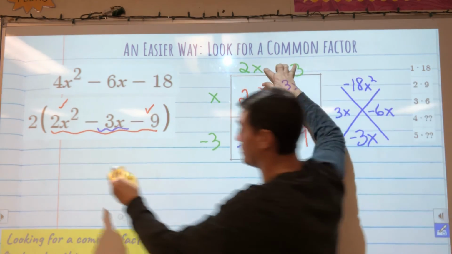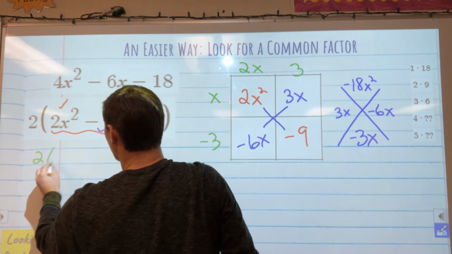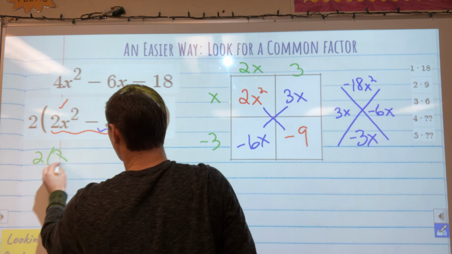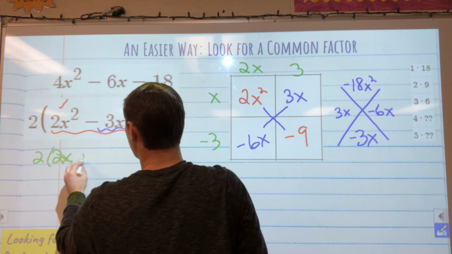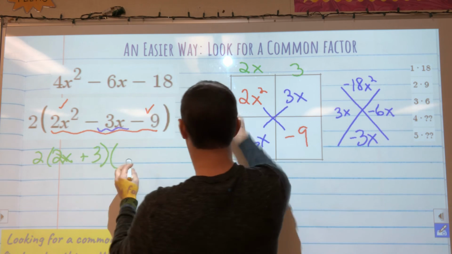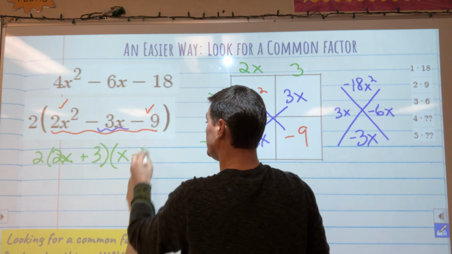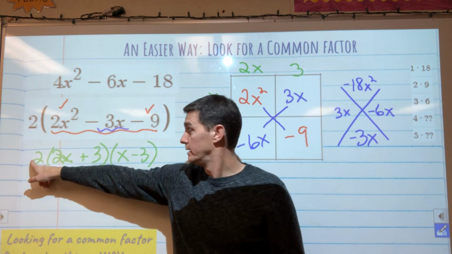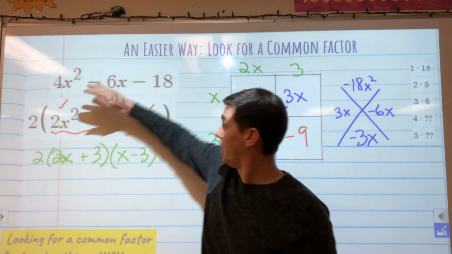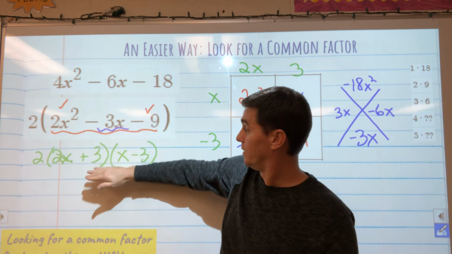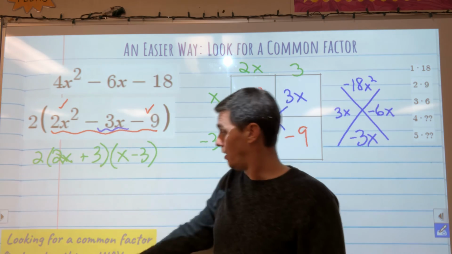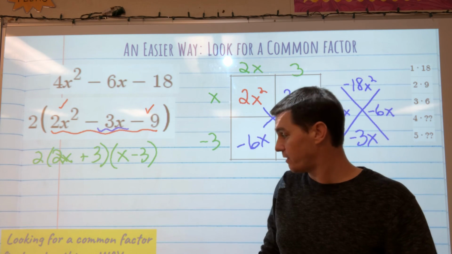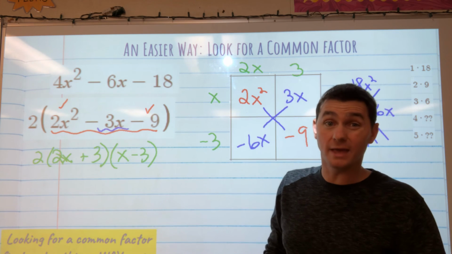We've got our length, 2x plus 3, and our width, x minus 3, and don't forget our original common factor of 2, which stays out front, and we've gone from a sum to a product. Looking for a common factor first is going to make things way easier.